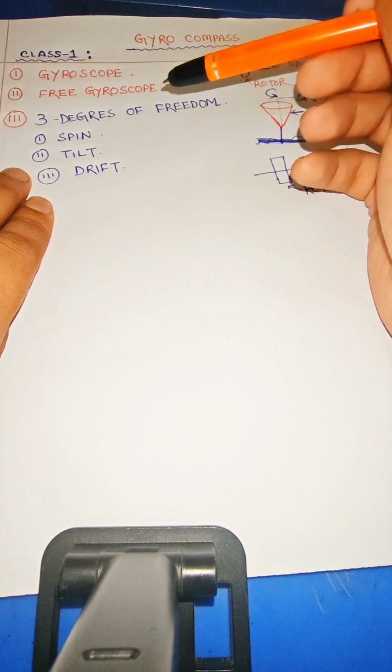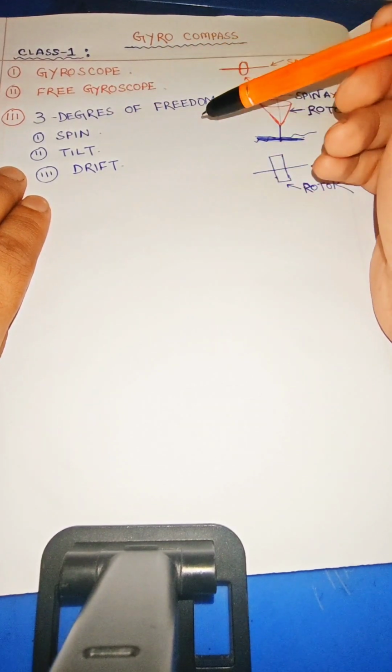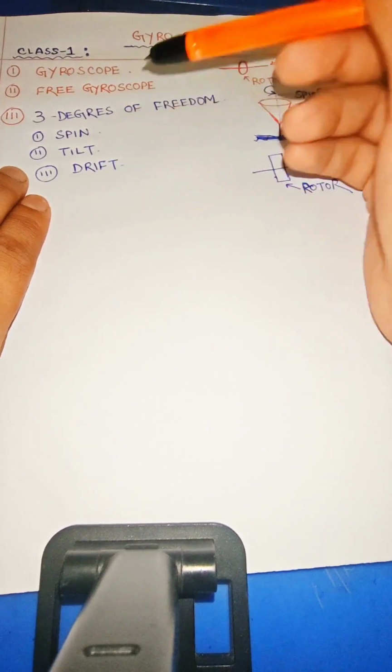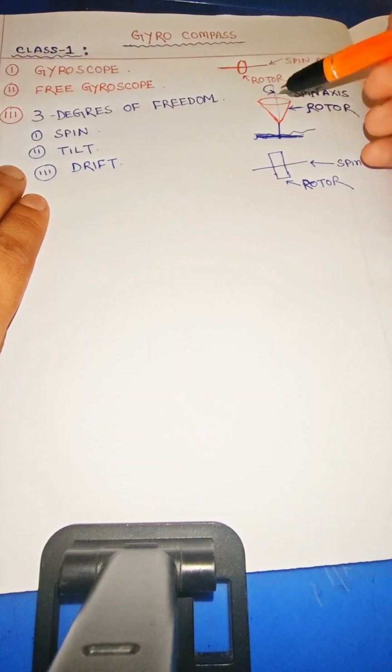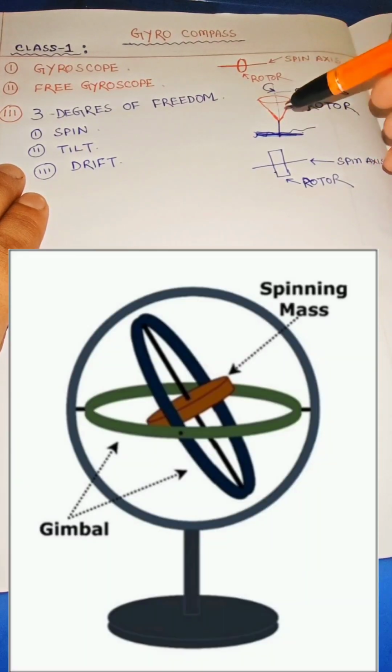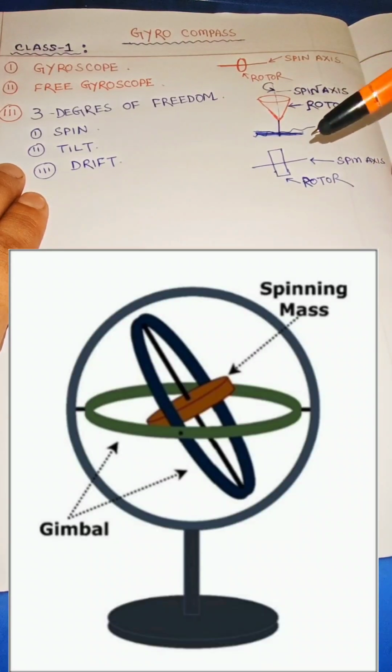For a free gyroscope, it must have 3 degrees of freedom, that is spin, tilt and drift. Guys, before I showed you for the gyroscope, this only has a spinning, and it can be gyroscope. If anything has a spinning, that can be gyroscope, but if it has also tilting, drifting, that can be free gyroscope.